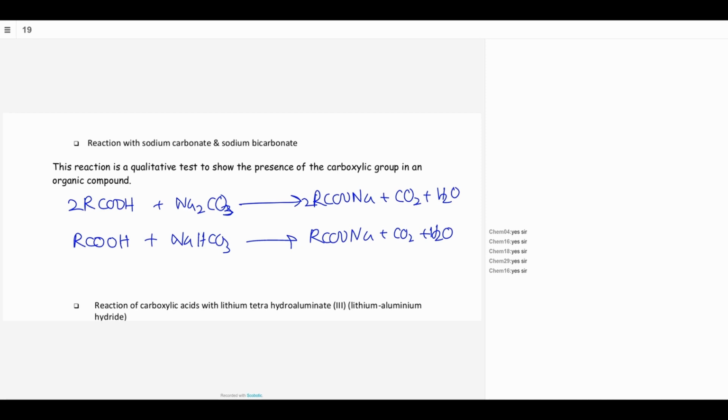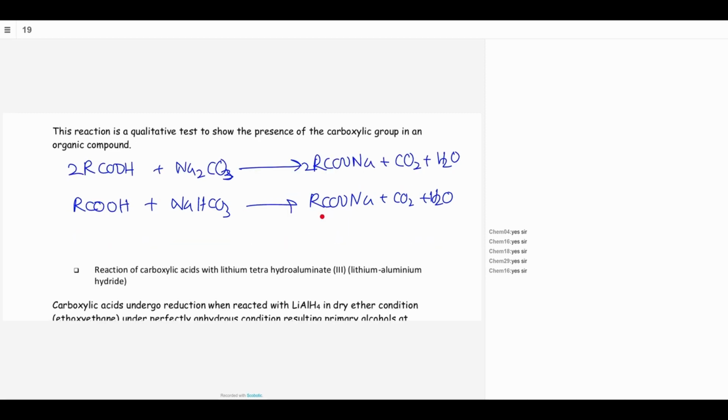Let's see how the carboxylic acids can be reduced with strong reducing agents. As you know, the primary alcohols undergo oxidation to produce carboxylic acids, right? When you add oxidizing agents such as potassium permanganate or potassium dichromate acidified with sulfuric acid and heat under reflux, the primary alcohols give the carboxylic acids. Likewise, the carboxylic acids can be reduced.